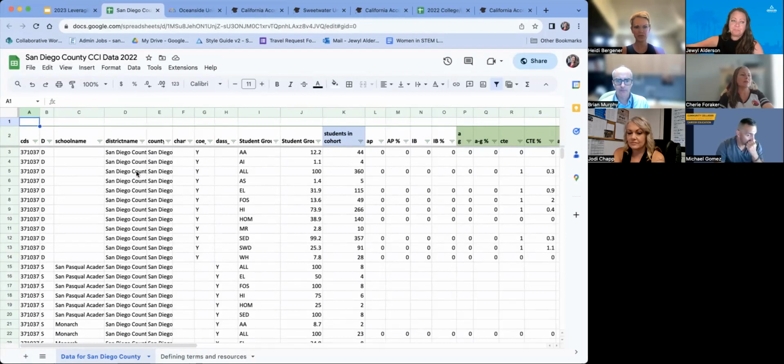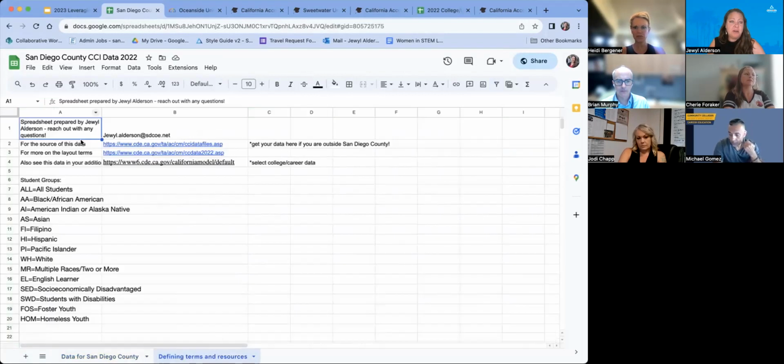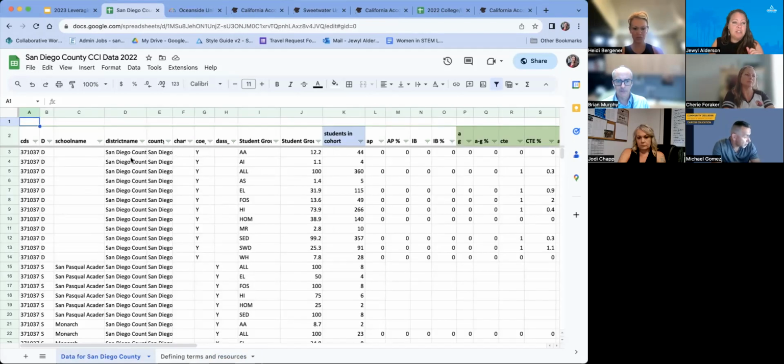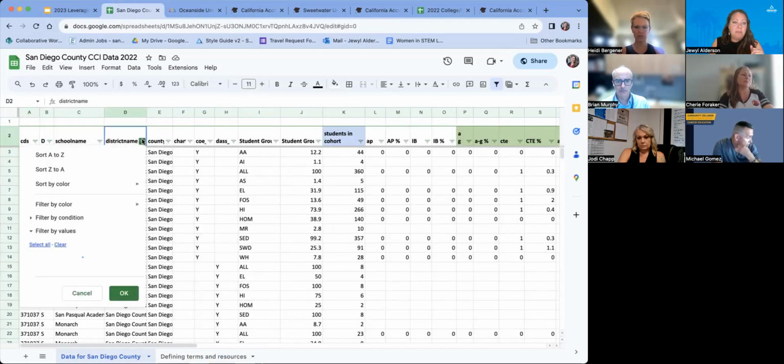All right. So this is the complicated version of the data that you just looked at. I downloaded this. You can download the source of this data, and if any of you are from outside of San Diego County, you can pull your data from the CCI data files here, and the layout terms are here. But what you can do here is, let's say you just wanted to pull a district name.